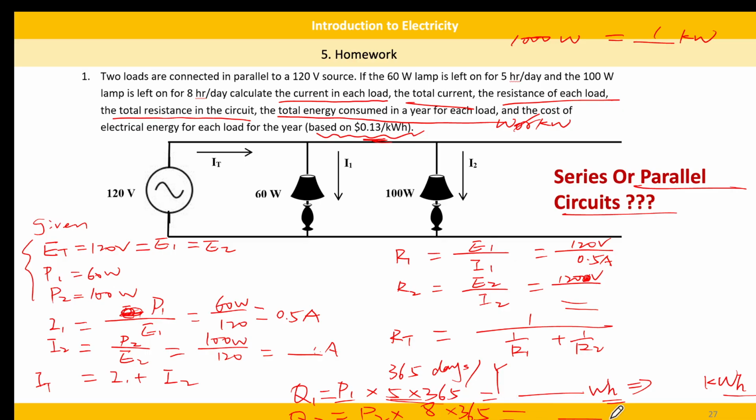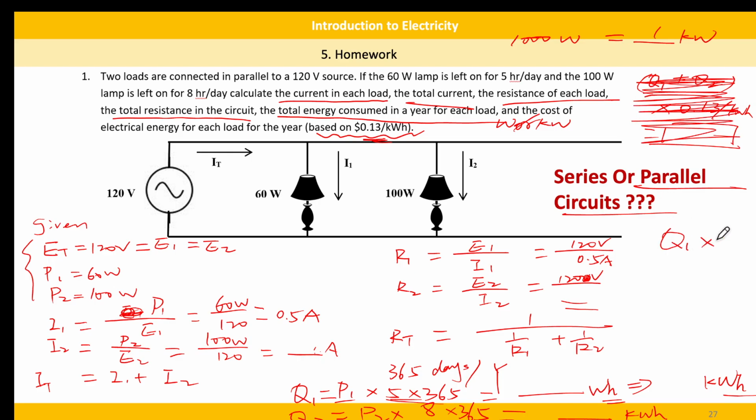You get the kWh, Q1. So finally Q1 plus Q2, and then multiply by the price per kWh. You can get the final answer for the cost of the electrical energy for each load, and for the total. You have to compute Q1, Q2. Okay, it's for each of them.